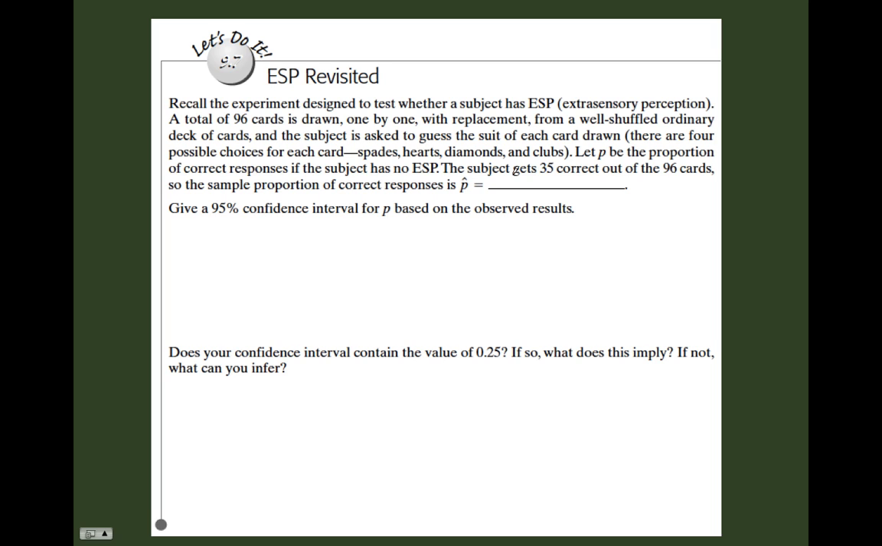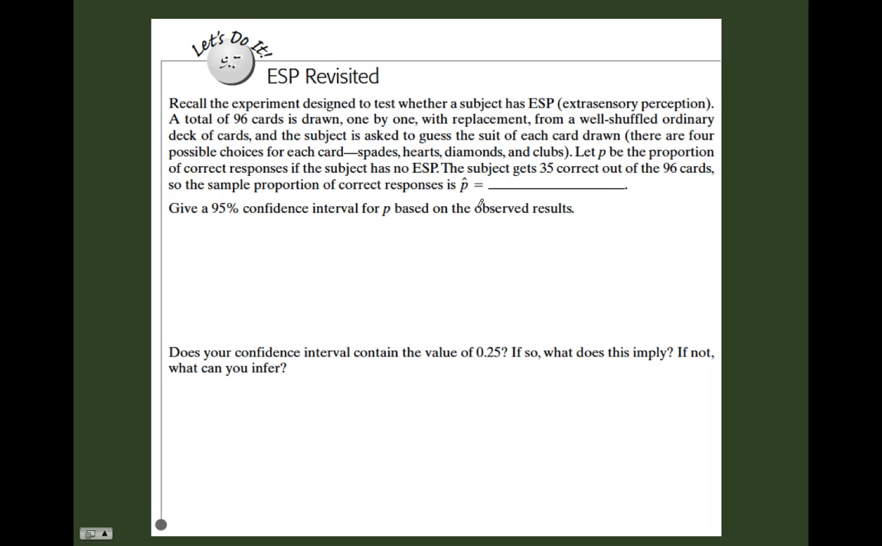All right, let's do an example. Back to ESP. When we did the experiment designed to test whether a subject had ESP, we had a total of 96 cards. They were drawn one by one with replacement from a well-shuffled ordinary deck of cards. Subjects were asked to guess the suit of each card drawn, with 4 possible choices. p is the proportion of correct responses if the subject has ESP. The subject gets 35 correct out of 96.